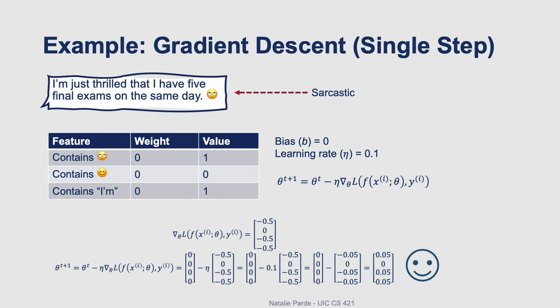So we've made it through one step of gradient descent. Now we would just repeat this with our other instances until we reached convergence.